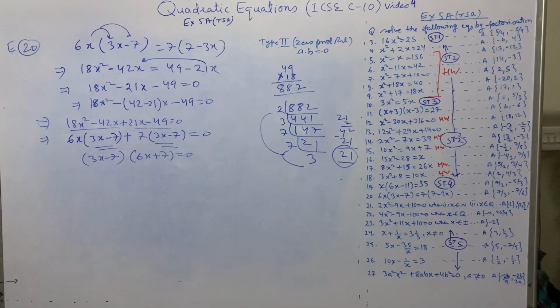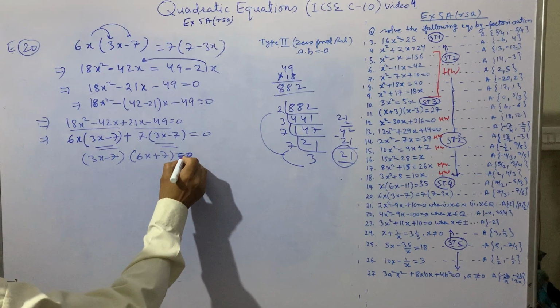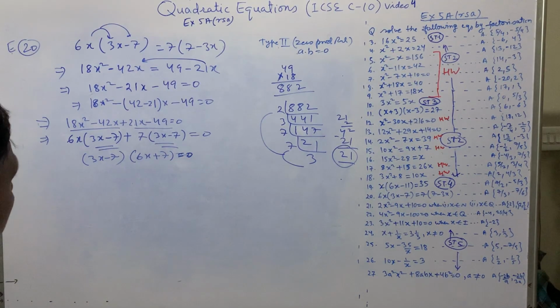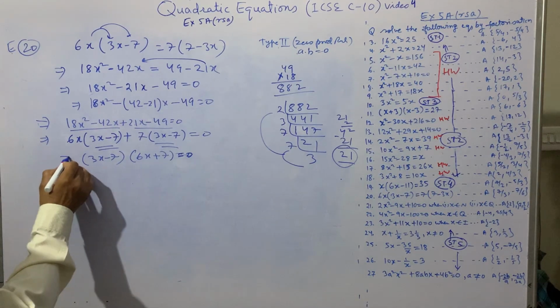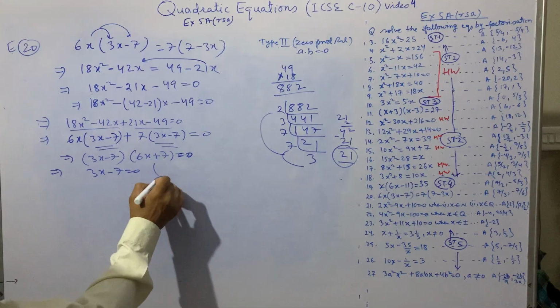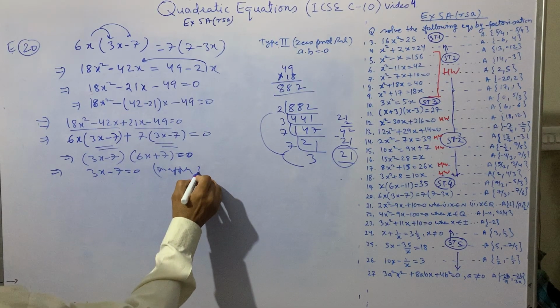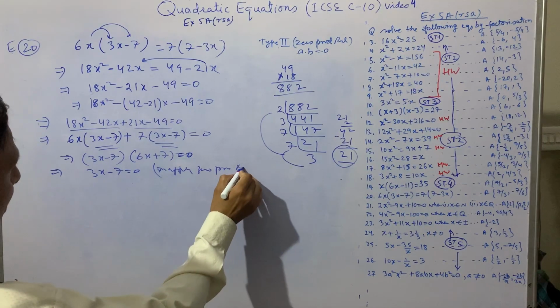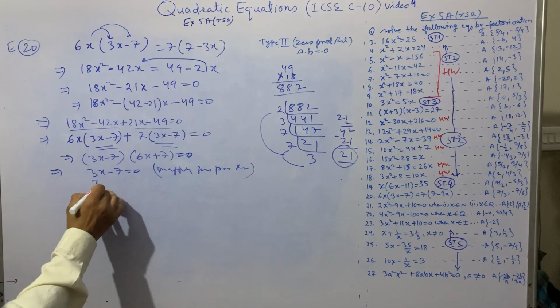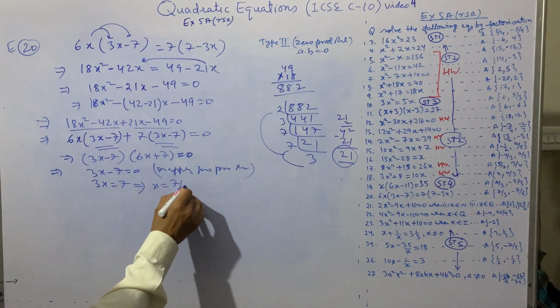Now this becomes a, this becomes b, a dot b is equal to 0. It has come into the form of a dot b is equal to 0. Now we can apply the zero product rule. So on applying the zero product rule, 3x minus 7 is equal to 0. So we get 3x is equal to 7. On solving, we get x is equal to 7 upon 3.